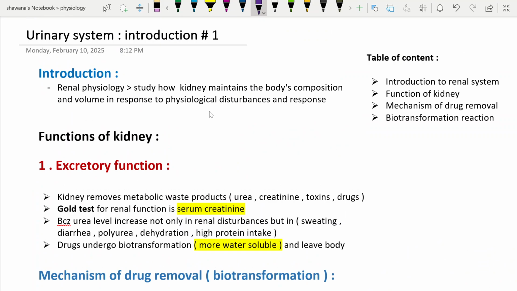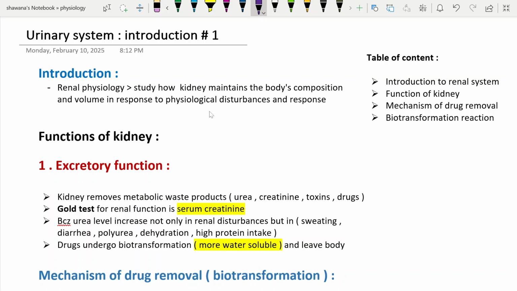Good evening, fellows, and today we will start with the physiology of the renal system. I have covered the anatomy of the kidney and ureter, urinary bladder, and urethra, and now I will discuss the functional aspect of these renal structures.